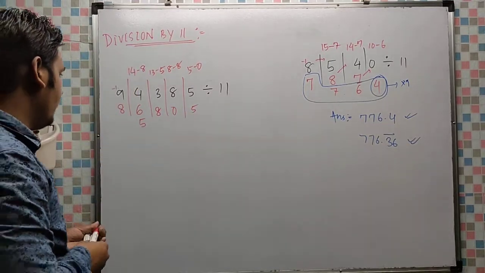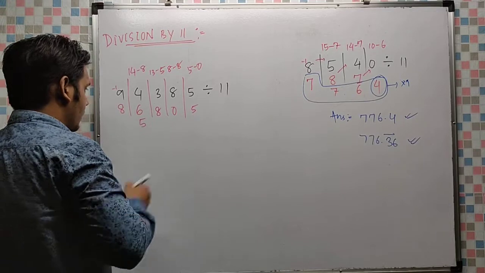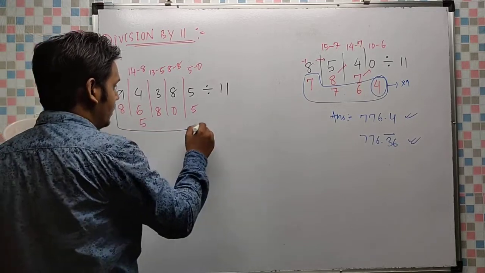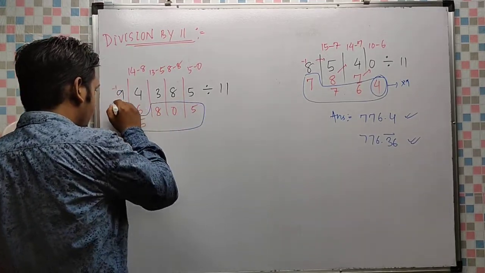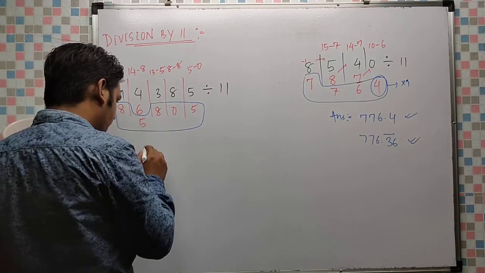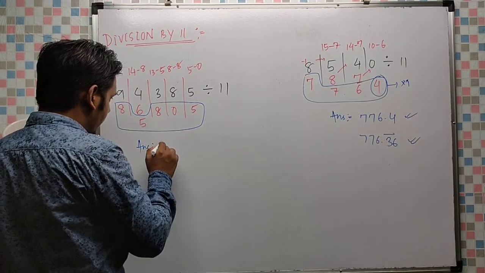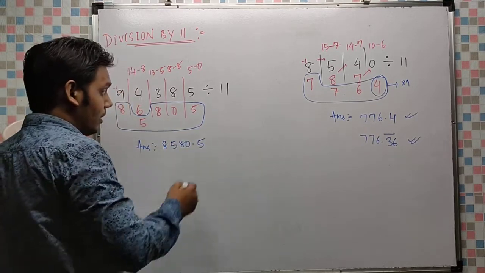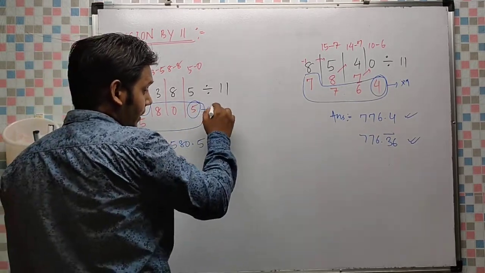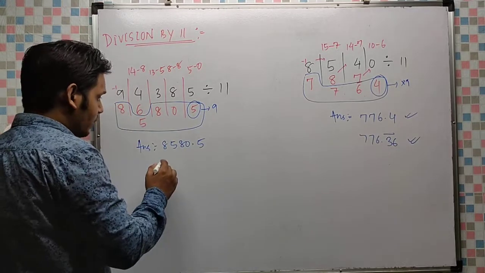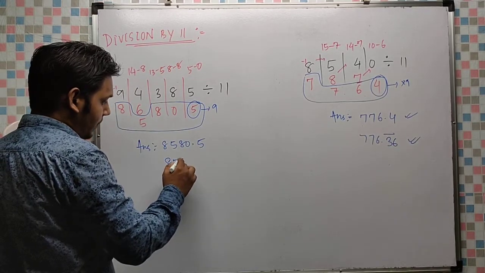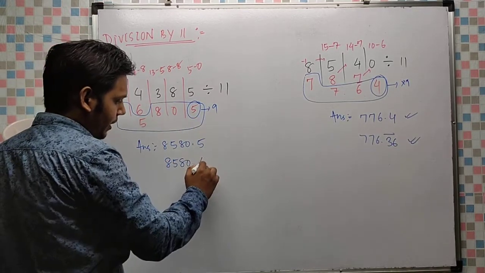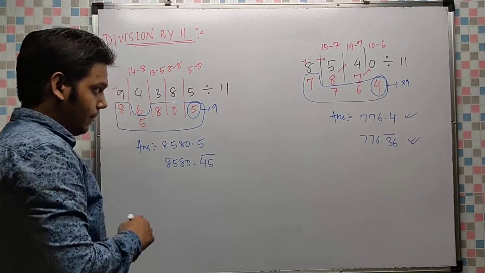So what will be the answer? Remember always the end digits you have to take. Here 2 digits are involved, so 5 I have to take. That means the answer is 8580.5. This is the approximate answer. Otherwise, with the remainder you have to multiply 9. As I told you earlier, 8580.5 into 9, 45 bar.